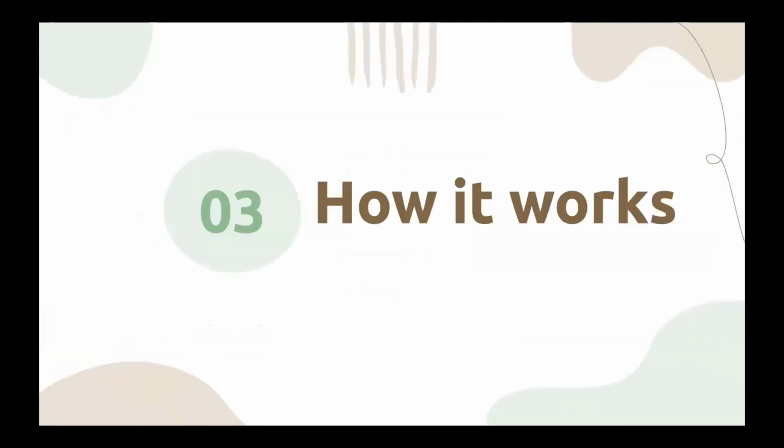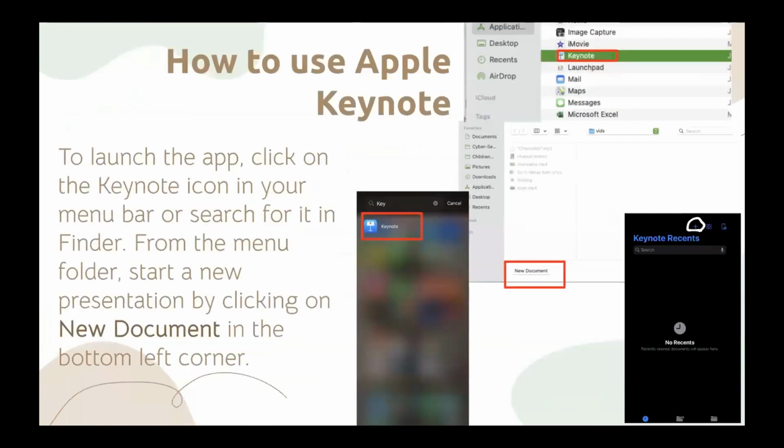And this is how it works. To launch the app, click on the Keynote icon in your menu bar or search for it in Finder. From the menu folder, start a new presentation by clicking on New Document in the bottom left corner.